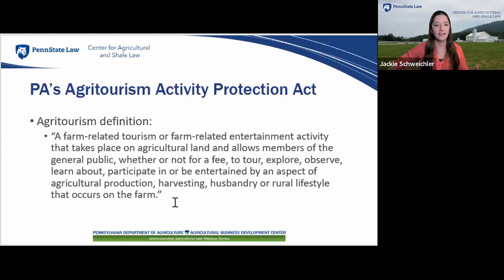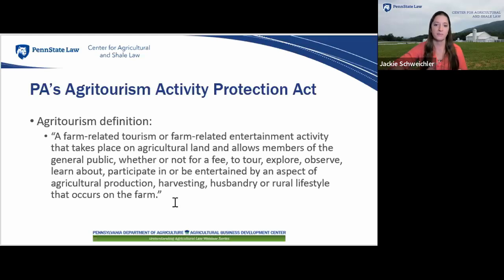So as you can see, this is a pretty broad definition, and unlike some states, it does not highlight a specific activity to protect. In other words, this should pretty much cover anything remotely considered agritourism. Some states will include very specific things, like I think New York includes wine and Christmas tree farms and things like that. So this, I think, was probably deliberately broad.